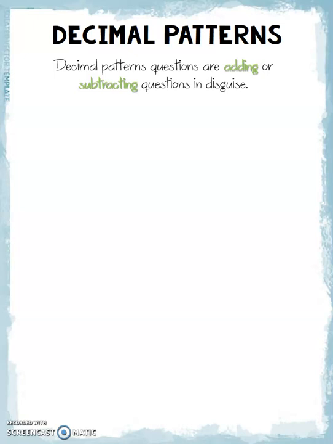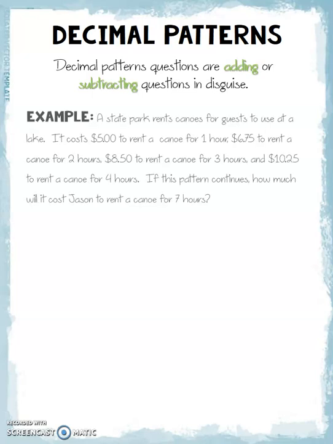So let's take a look at an example of a decimal pattern question so you can see how one might be written. This example reads, a state park rents canoes for guests to use at a lake. It costs $5 to rent a canoe for 1 hour, $6.75 to rent a canoe for 2 hours, $8.50 to rent a canoe for 3 hours, and $10.25 to rent a canoe for 4 hours. If this pattern continues, how much will it cost Jason to rent a canoe for 7 hours?